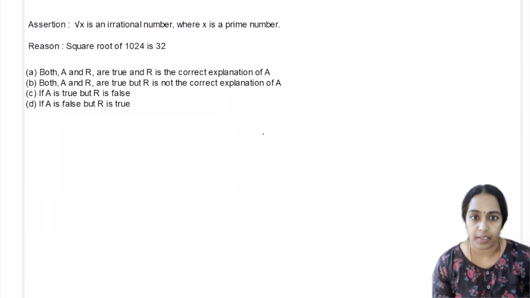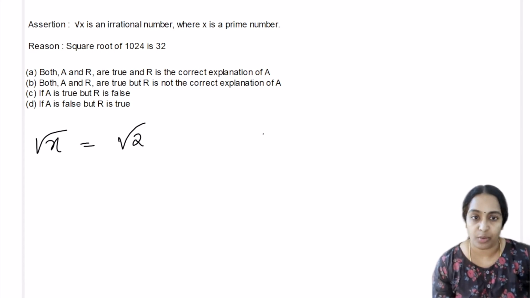The next question. Assertion statement is root x is an irrational number where x is prime. Reason statement. Square root of 1024 is 32. So let's see one by one. Assertion statement is root x is an irrational number where x is prime. Prime number means, let's say 2.